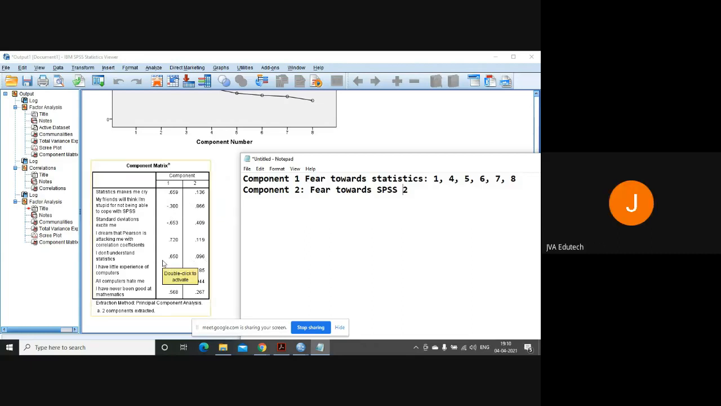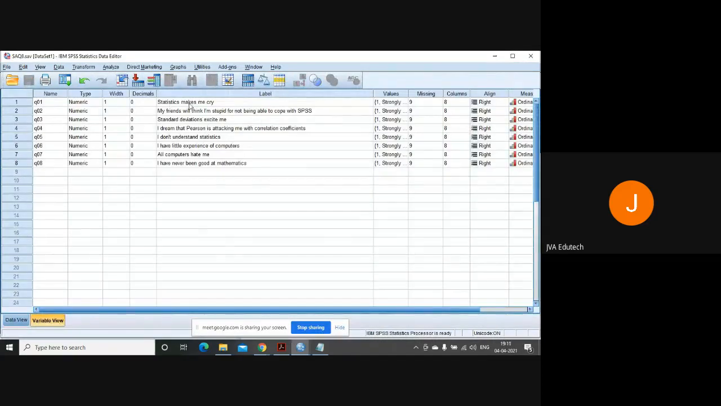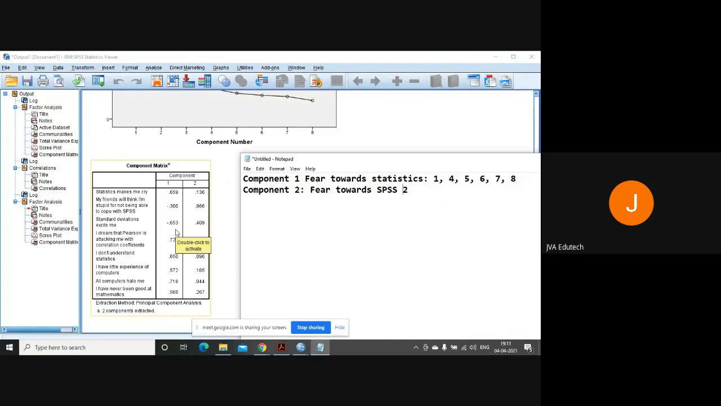Okay, sir. So higher will be the correlation, and yes, negative values we don't take here. So "standard deviations excite me." Let me tell you why it is showing like this, and why it has been dropped. See, all the questions are measuring fear towards statistics or SPSS. "Standard deviation excites me" is a reverse question, right? That's why it is getting a negative value and it is not usable. When you are measuring anxiety, how could standard deviation, which is a kind of statistics, excite you? If you are putting such a question, it means that question is not valid, isn't it?